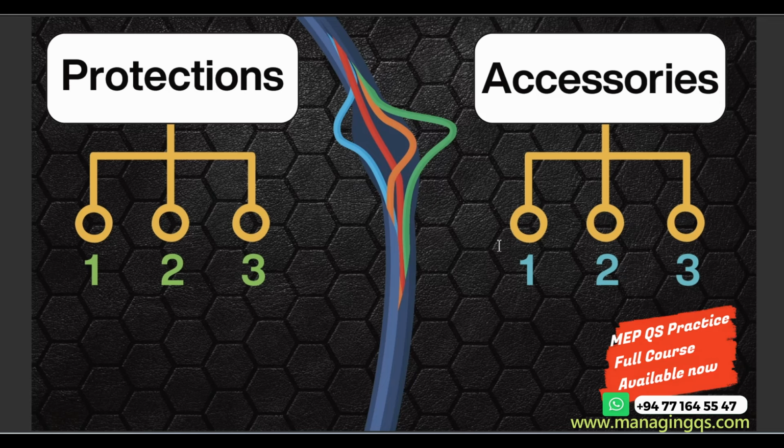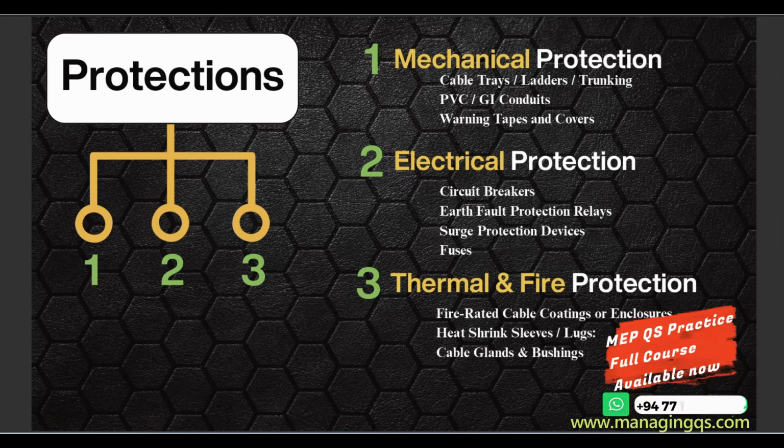Right. First of all, I'm going to start with the necessary protection. Actually, we have three types of protection for the cable installation. The first one is the mechanical protection. The second one is the electrical protection. The third one is the thermal and fire protection. So you should know these types of protection before you start your rate estimation time. So I'm going to just quickly explain these things.